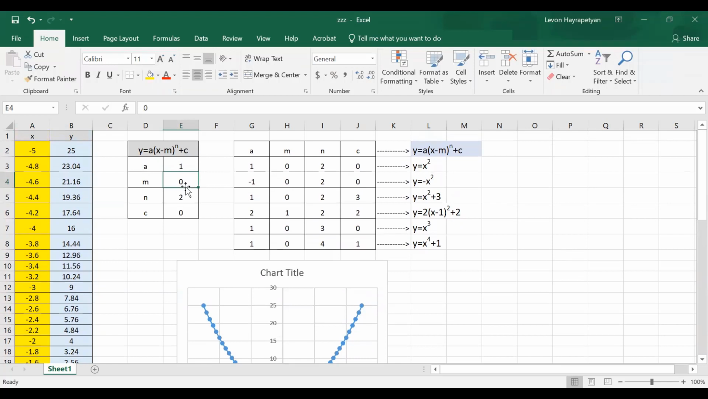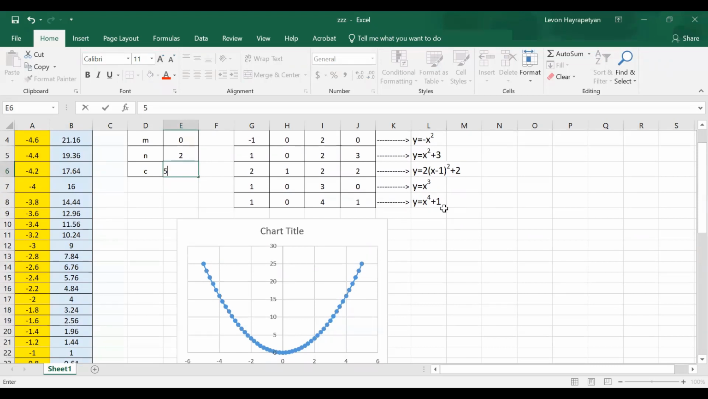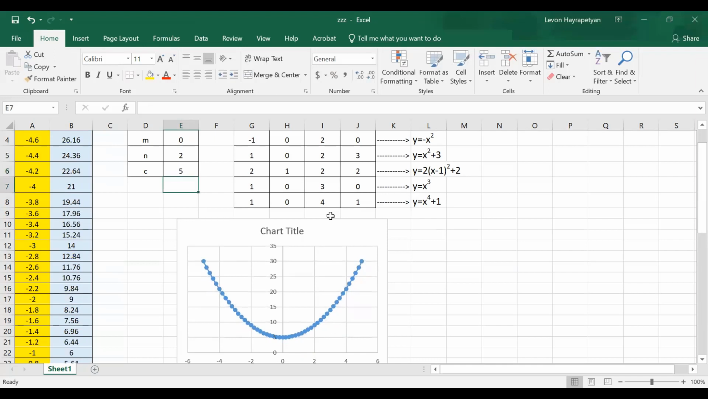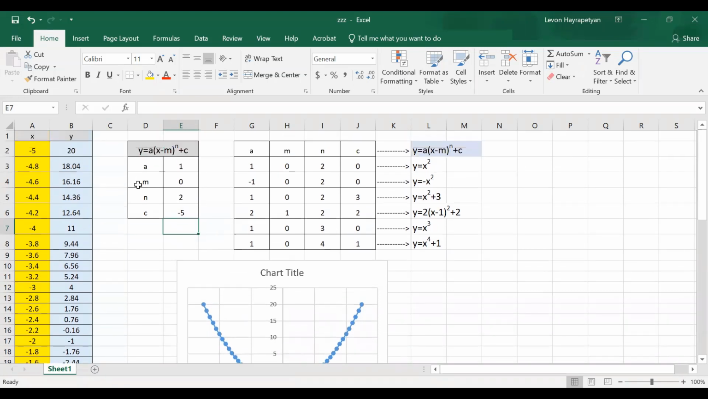So what happens if I change M to, let's start with C. If I change C to 5. So this is the graph. C defines how many units the graph of the function will be shifted along the y-axis. 5 means it will be shifted by 5 units up because it's positive. Look at the graph, and you can see it was shifted 5 units up. If I use negative 5, it will be shifted along the y-axis 5 units down.